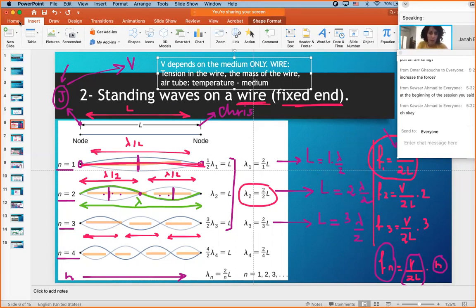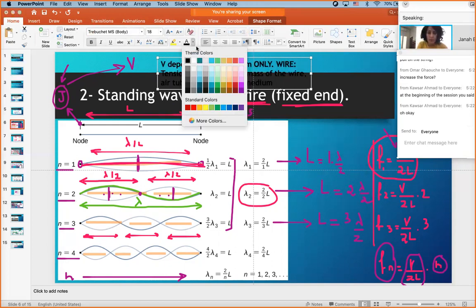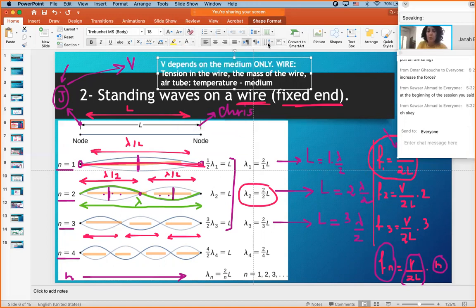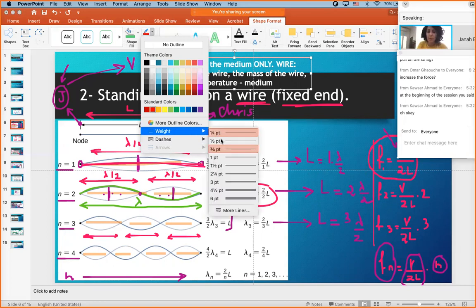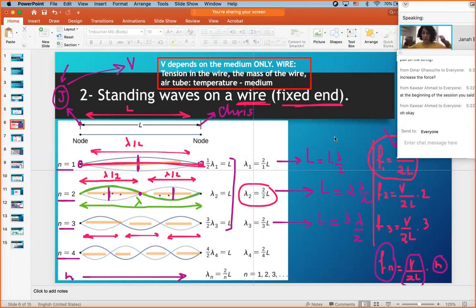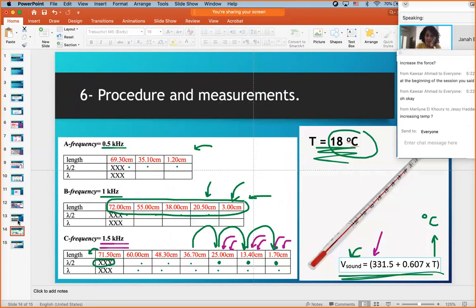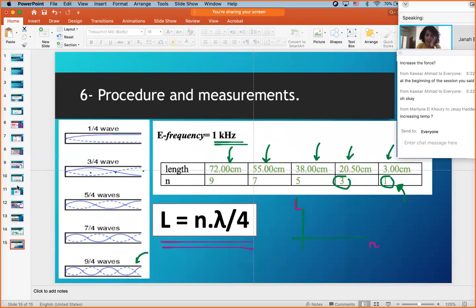This is very important to know, because some students, and this is a common misconception, do actually believe that if you move your hand faster, you can make the waves go faster, and this is not true. The only way to make it faster is to modify the medium, and modify the medium means either pull on the wire or use a lighter wire. Some wires are really heavy, and for the air in the tube, temperature or the type of the medium and so on. What else? I think that's it. So we're actually done. It's only the speed that was missing, and I added it.